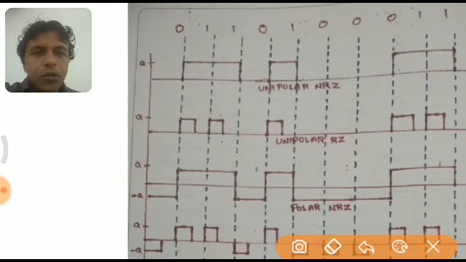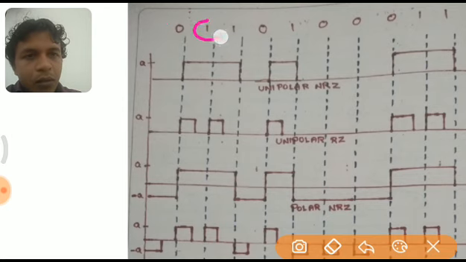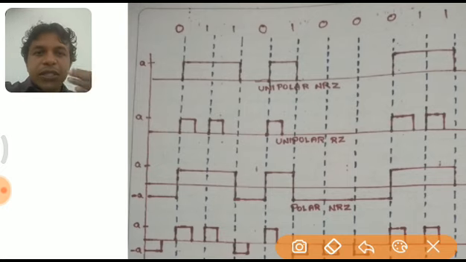Let us speak about unipolar return to zero now. Unipolar return to zero is similar to unipolar non-return to zero, but the only difference is in between the bit duration. After reaching half of the bit duration, the amplitude level falls back to 0. For example, when the bit value is 0, it is represented with 0 amplitude level. When the bit value is 1, it is represented with an amplitude level of A volt, but not for the entire bit duration. After reaching half of the bit duration, the amplitude level falls to 0. So that is return to 0.